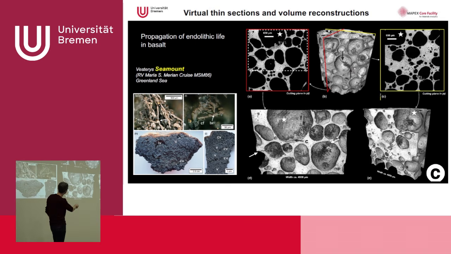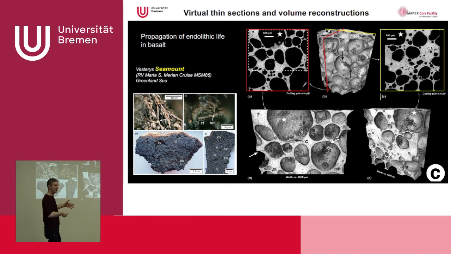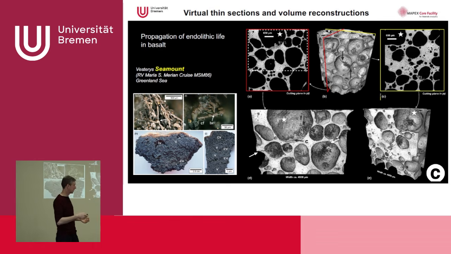So we see we have these cracks here, and we could just see by microscopy, without destroying the sample, how life propagates in these rocks due to these cracks. That was a nice example. You have the 3D volume, you make virtual thin sections in any direction, and then you can characterize your process or look into it without destroying it.